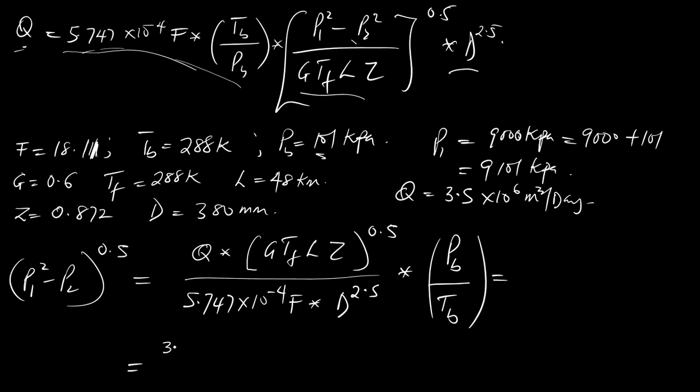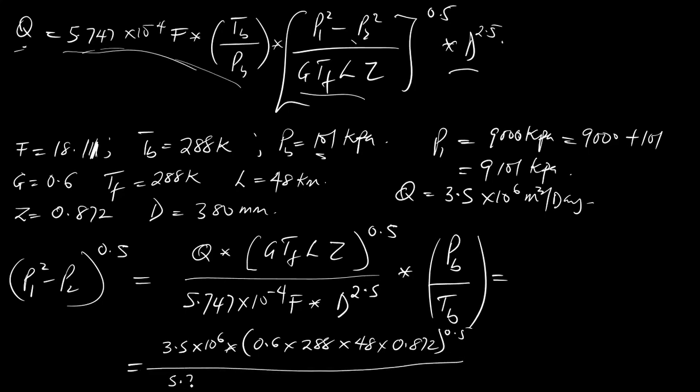Let's say equal to: the flow rate is 3.5 times 10 raised to power 6 times the G is 0.6 times the temperature is 288 times the length is 48 times the compressibility factor is 0.872 all raised to power 0.5 divided by 5.747 times 10 raised to power minus 4 times F, which is 18.11 times internal diameter, which is 380 raised to power 2.5, times base pressure, which is 101, divided by the base temperature, which is 288. So the whole of this is equal to 1.